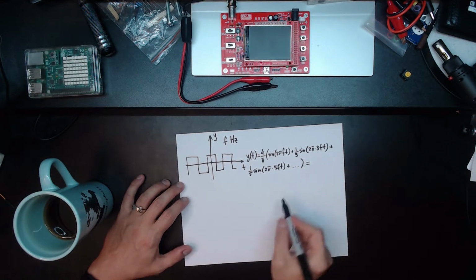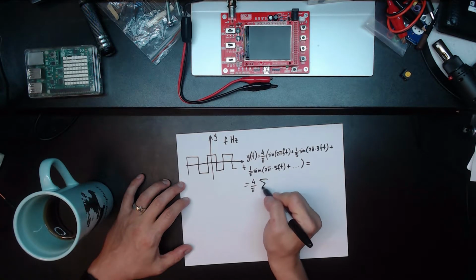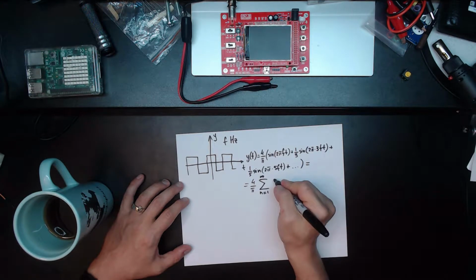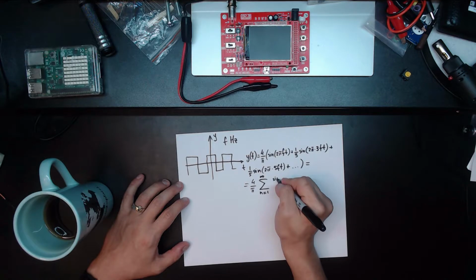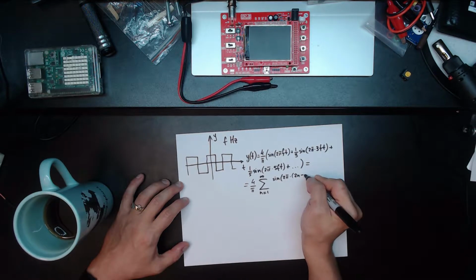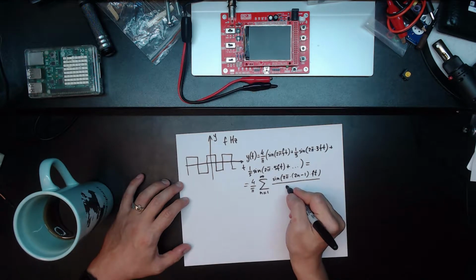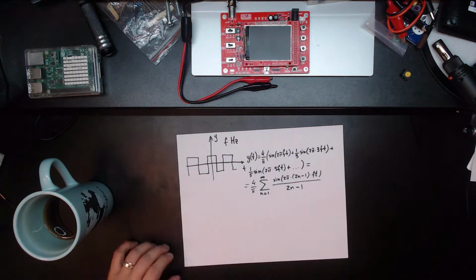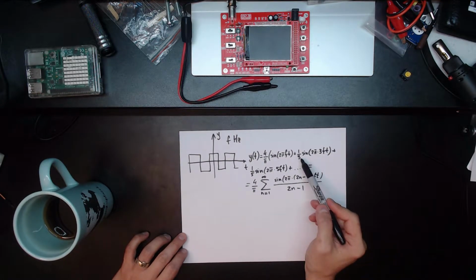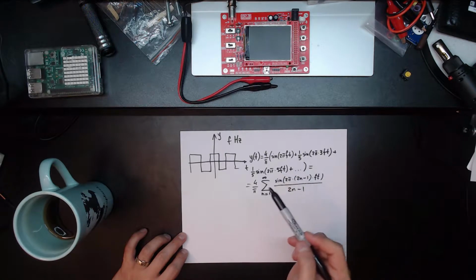So it can also be represented like this. It is 4 divided by pi times the sum from n equals 1 to infinity of sine of 2 pi multiplied by (2n minus 1) ft, divided by (2n minus 1). So it is a sum of the main frequency plus its third harmonic with an amplitude of 1/3, then the fifth harmonic with an amplitude of 1/5, and so on.